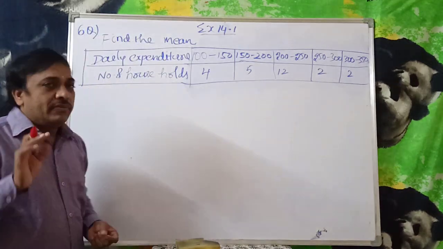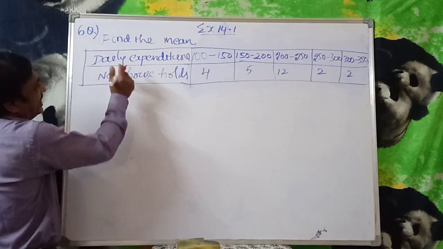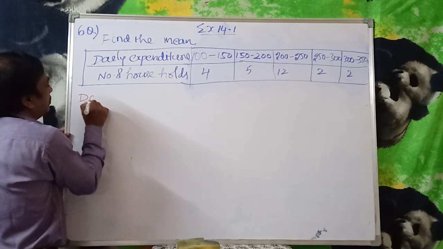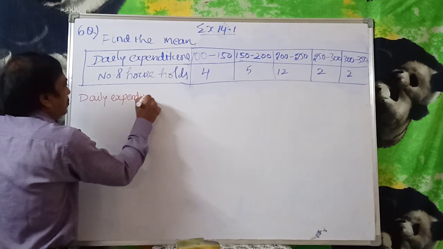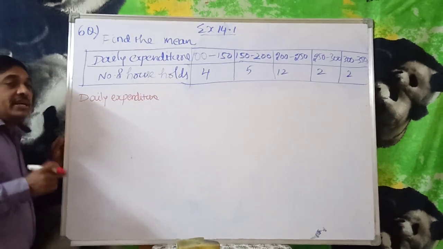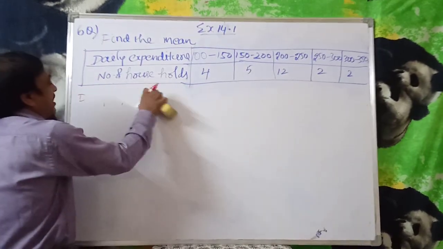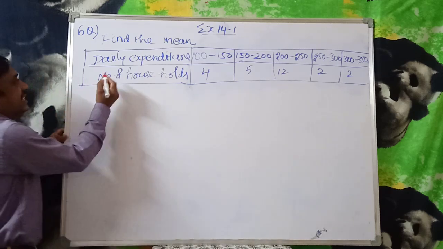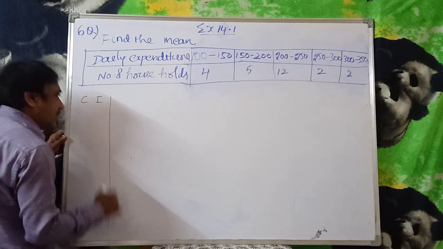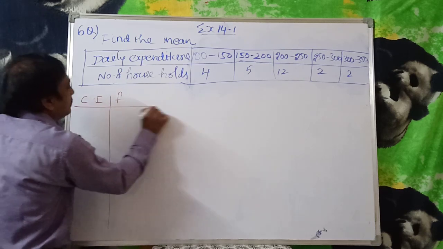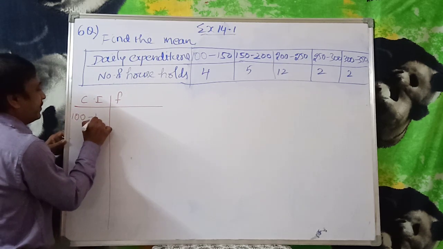Now for that, what do we call these class intervals? I am just writing daily expenditure, but here we are taking them as class intervals. For the time consumption I will just write class intervals, then frequency. Observe it. What is the class interval? First one, 100 to 150.